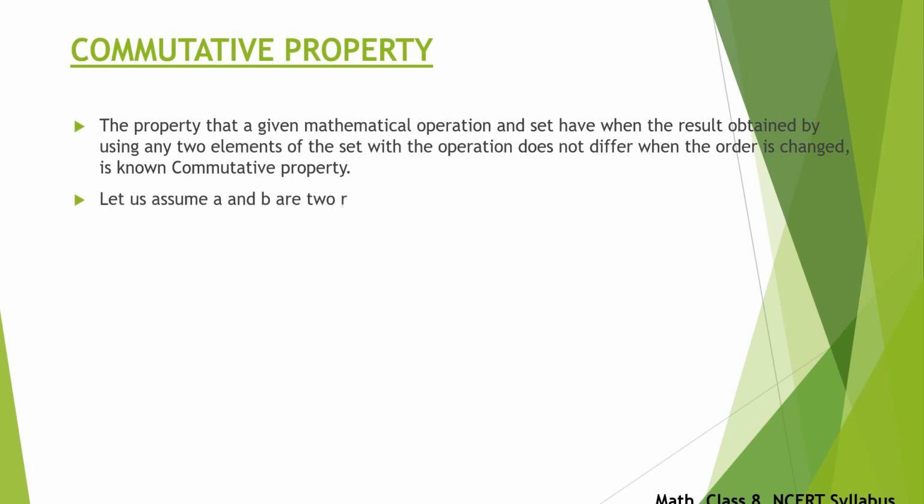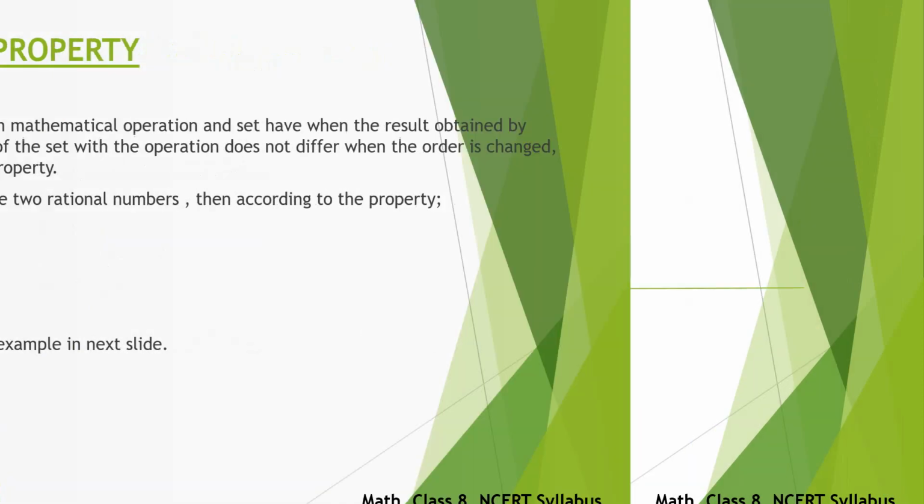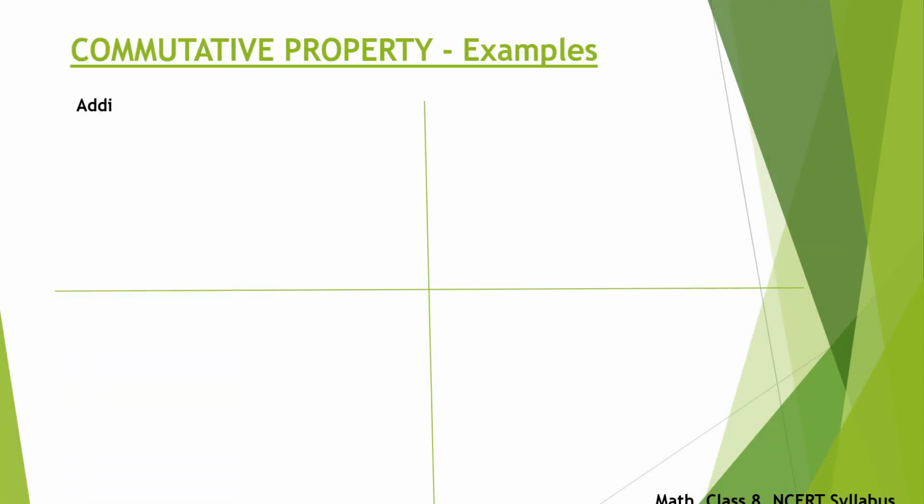Let us assume a and b are two rational numbers. Then, according to the property, a plus b should be equal to b plus a, a minus b should be equal to b minus a, a multiplied by b should be equal to b multiplied by a, and a divided by b should be equal to b divided by a. So let us look at some examples so that we are able to understand it properly.